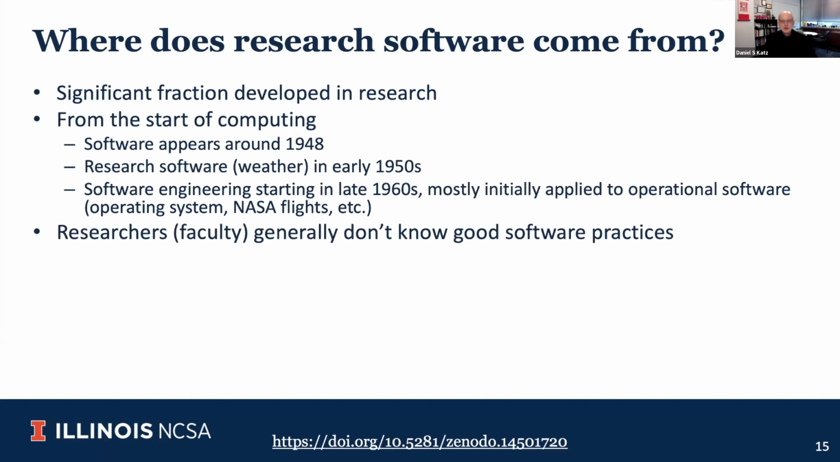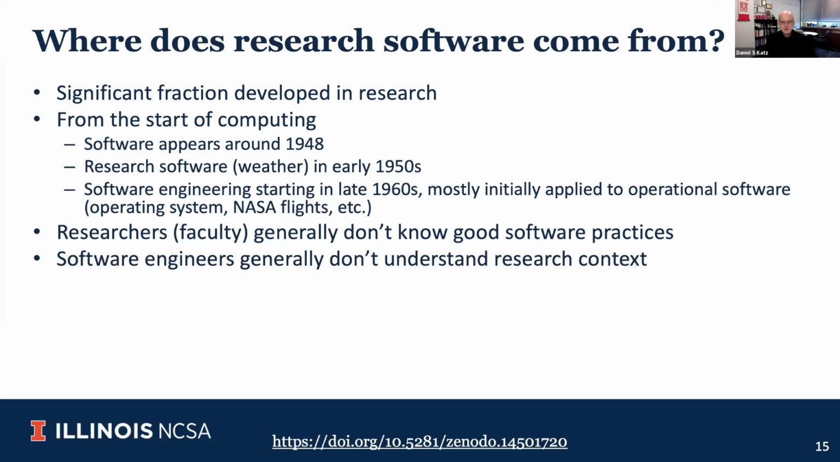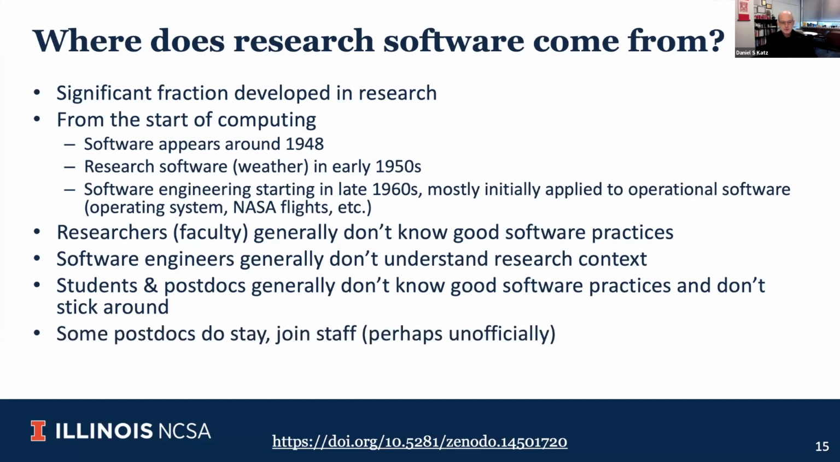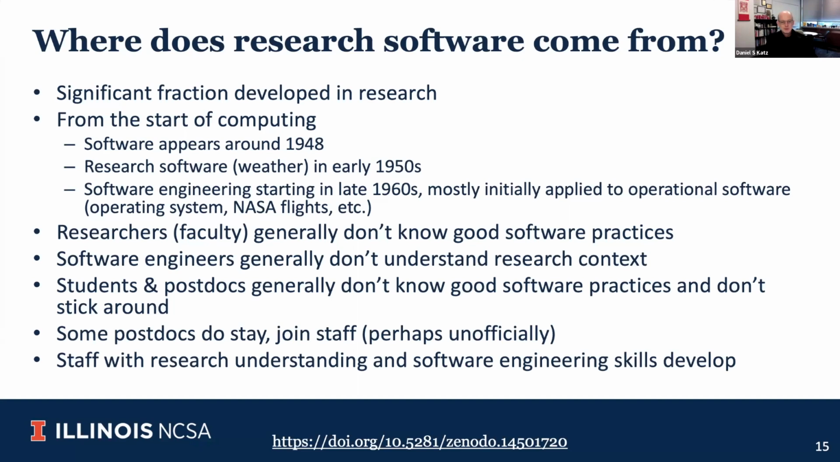As I mentioned again earlier, researchers, particularly faculty, often don't know good software practices. There are software engineers who know good software practices, but they often don't understand the context of research. And there are students and postdocs who kind of fit into the middle of this. Initially, they don't know good software practices, and even worse, they often don't stick around, they move on. Some of them do stay, some postdocs in particular. Sometimes they join the staff of an institution. They may become staff members, or maybe they're joining unofficially and they're just staying as postdocs for a really long time. And so we do get to the point eventually where we have some staff that understand research and have software engineering skills.